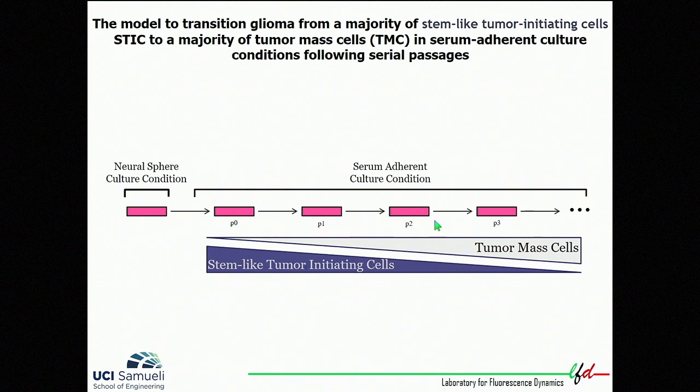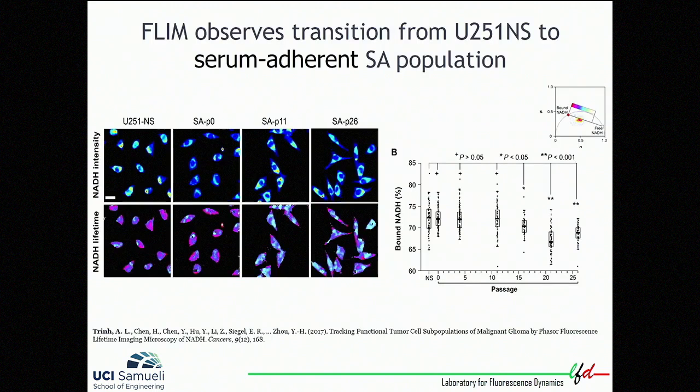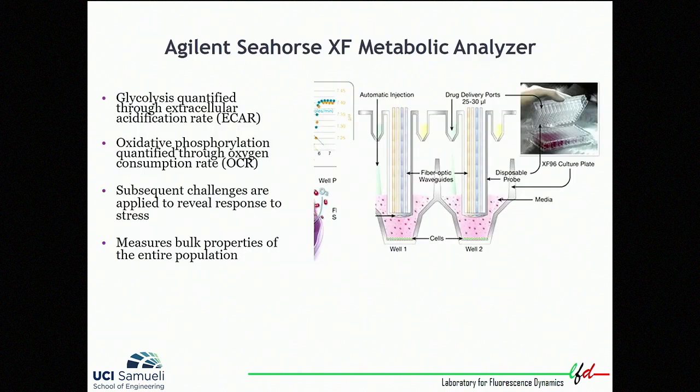So as you can see, as a function of passage number, these stem cell-like populations will transition to the tumor mass populations. And we wanted to monitor the changes of metabolic respiration within these cells. What you see here is that as a function of passage number, the fraction of bound NADH actually lowered. So you can see that the free NADH actually has increased in these populations.